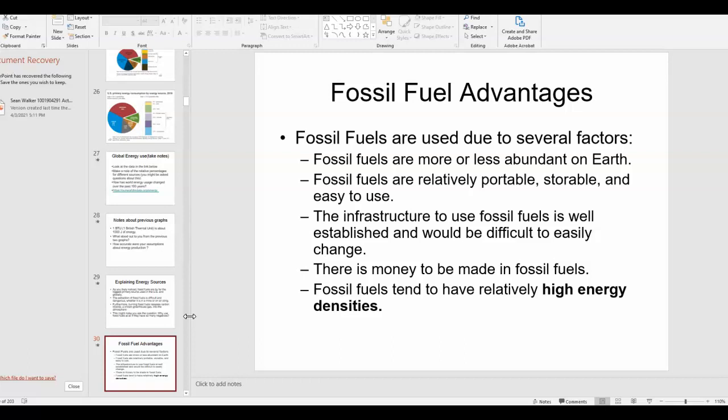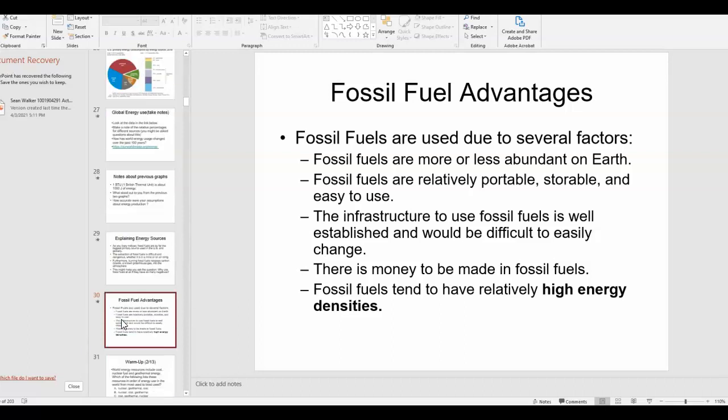Okay, and so the infrastructure to use fossil fuels is also very well established. It would be difficult, on a global scale or even on the scale of the United States, to change our infrastructure and the way it's set up to use fossil fuels. And of course, there's lots of money to be made in fossil fuels as well, which is a factor.